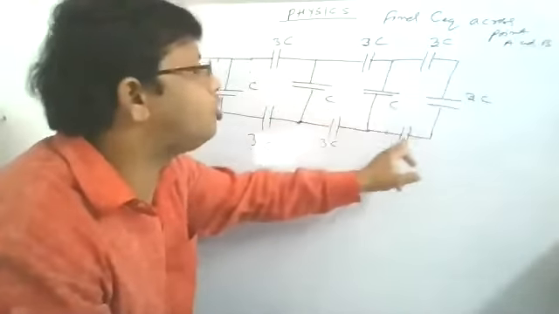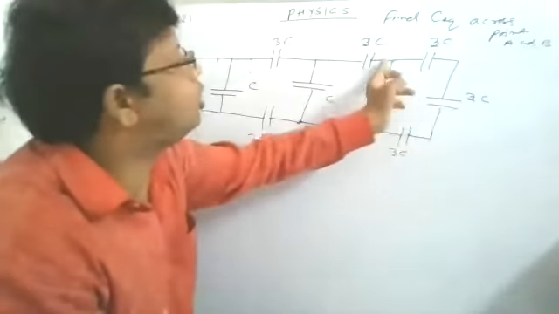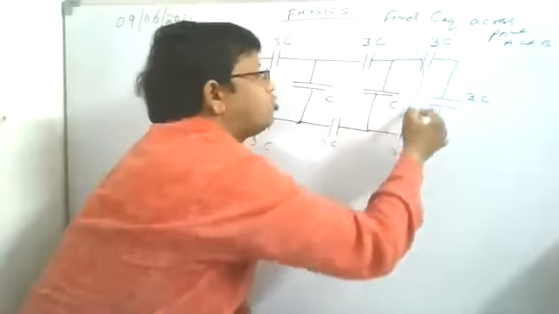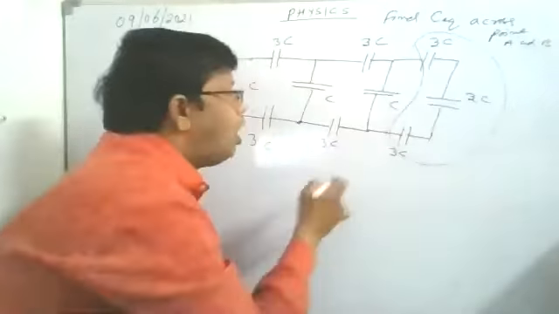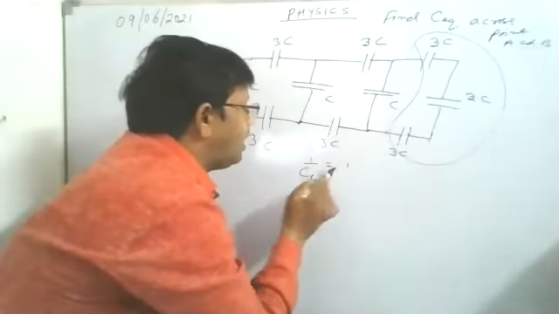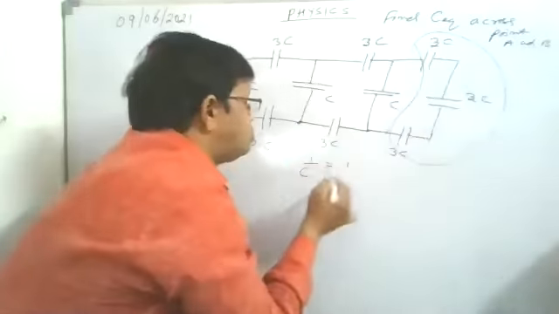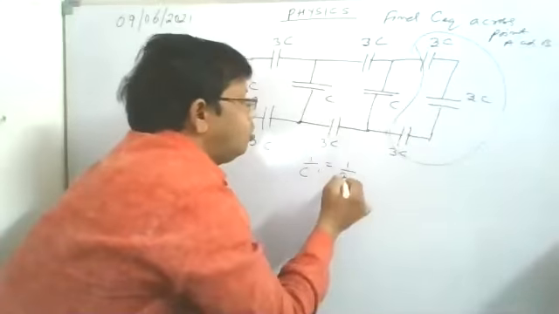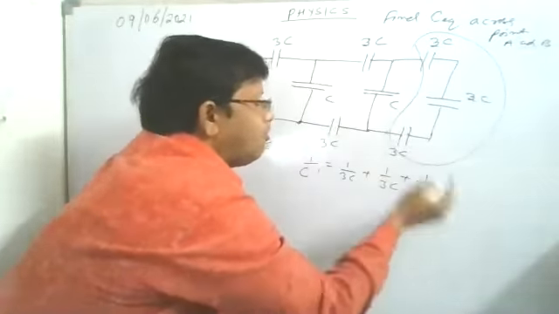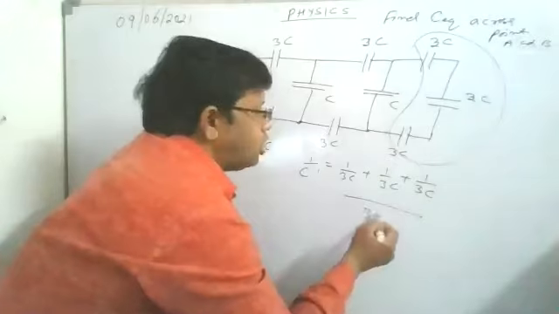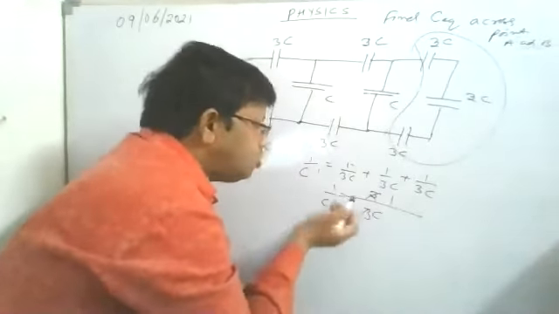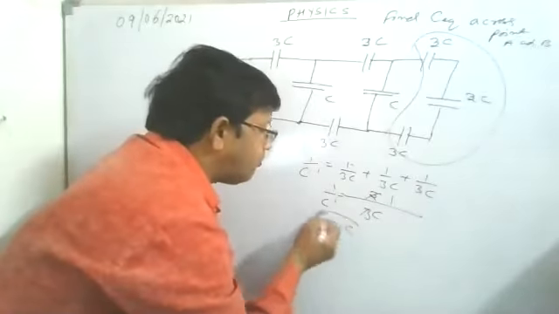The 3C, 3C, 3C are connected in series. So you start from here and solve these three. For series combination, let the equivalent capacitance of these be C dash. 1 by C dash is 1 by 3C plus 1 by 3C plus 1 by 3C. The LCM is 3C, so 1 plus 1 plus 1 is 3. So 1 by C dash is 3 by 3C, and C dash is equal to C.